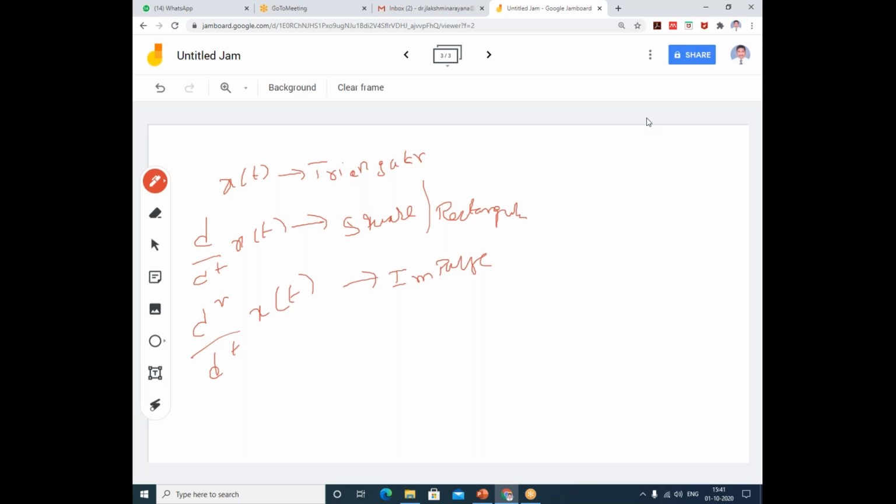Is it clear to all of you? Please post it in the chat box. So the same triangular pulse, if you differentiate once, you'll get a square waveform. Again, if you differentiate the triangular pulse, you'll get an impulse waveform. So if I ask you to find the Fourier transform of an impulse function from a triangular waveform, you differentiate the triangular pulse twice, and you'll get it. That is how you can use this differentiation in time domain property to solve the problem.